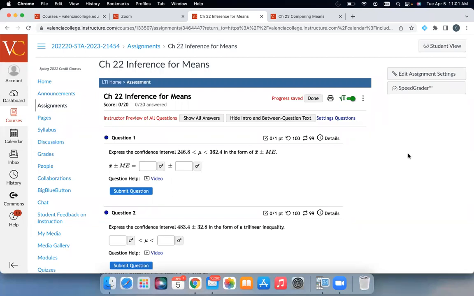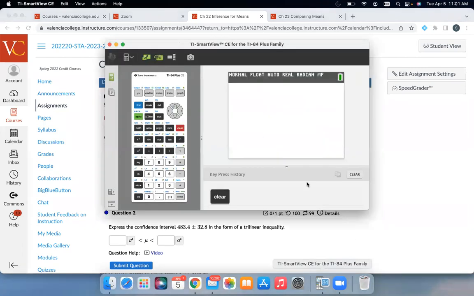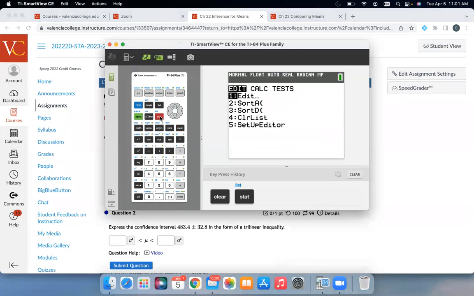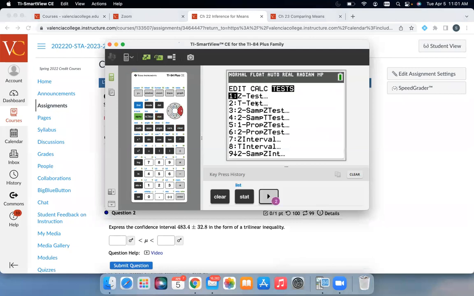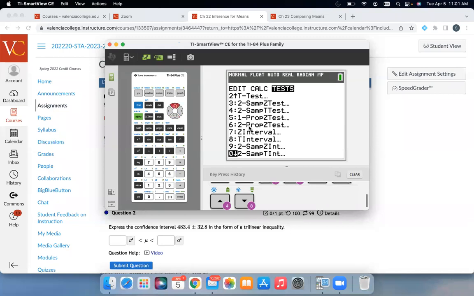So the buttons we'll be using on the calculator, 2, 4, 8, and 0. So we'll go in here into stat, over into tests. Everything better say T on it. Again, no props. If you're using one of these buttons, like let's say prop, you done goofed. 2 and 4 are our hypothesis tests. 8 and 0 are our intervals.